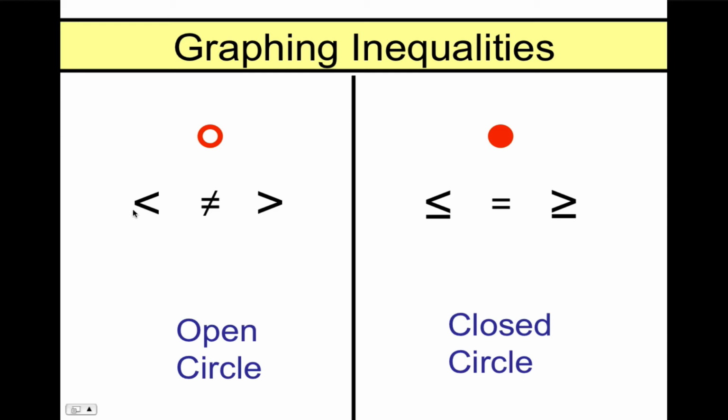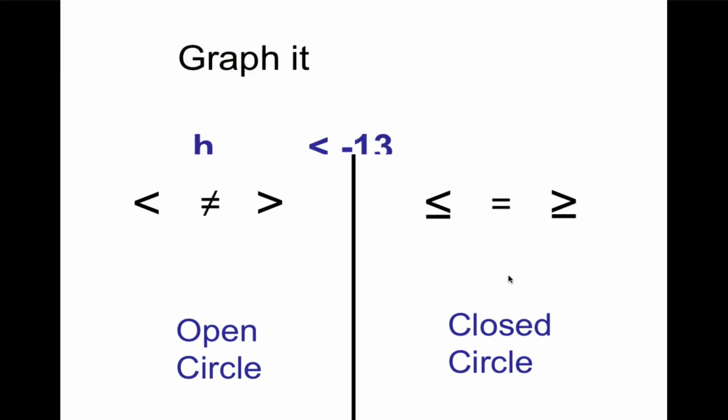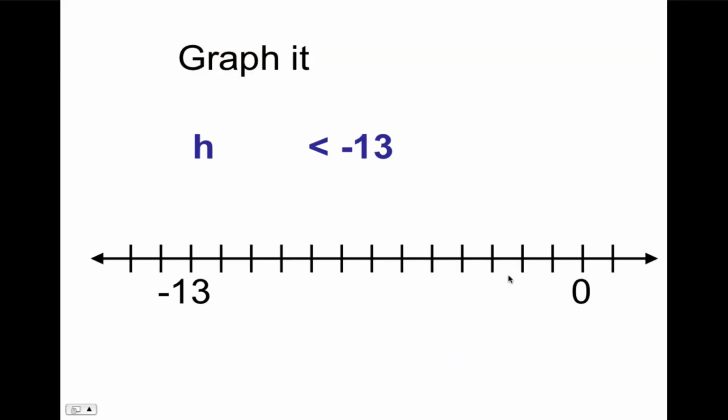So once again, if it's less than, or greater than, that's when you have the open circle. If it's less than or equal, or greater than or equal, that's a closed circle. In this case, we have less than, so it's going to be an open circle at negative 13. Now, we want all the numbers that are less than negative 13, so that's going to include all the numbers to the left, negative 14, 15, 16.